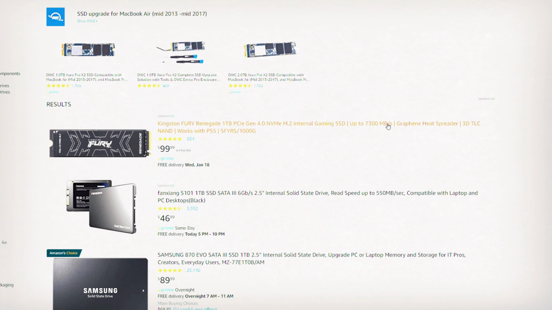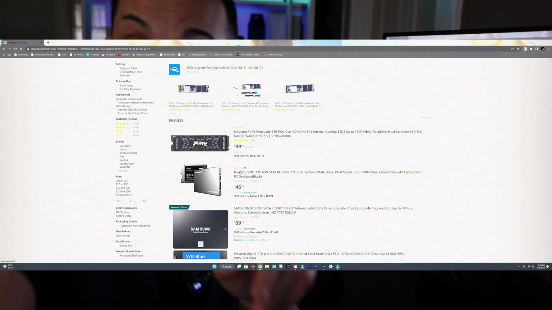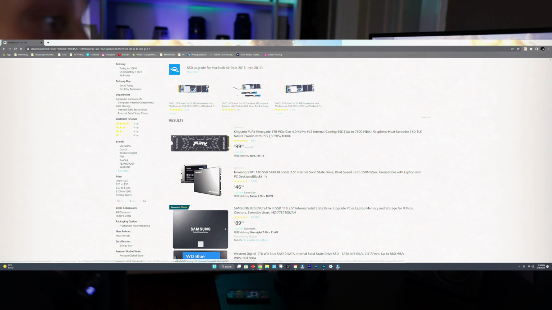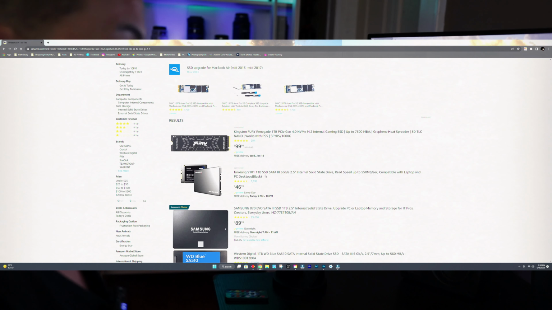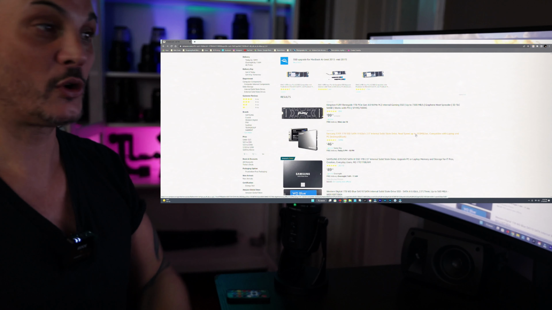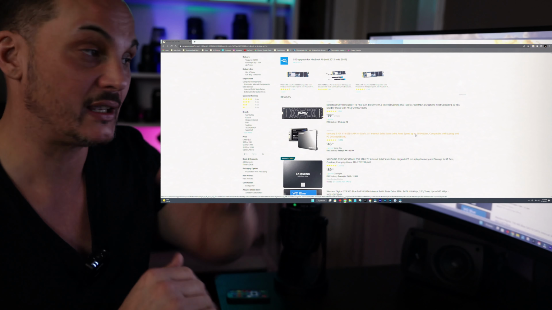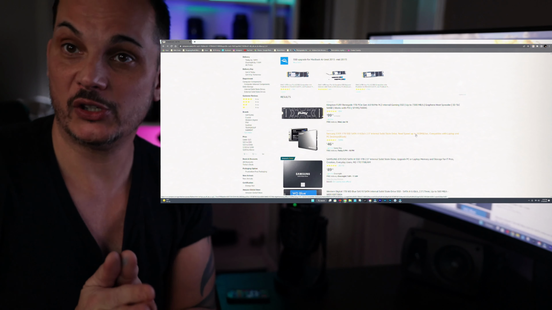Now this is a Fury. It has speeds of up to 7,300 megabytes a second. That, my friends, is a beautiful thing. If you scroll down a little bit, one down, you see another SSD card. That's called an SSD 3. The SSD 3 only has speeds of 550 megabytes a second. So we're going from 7,000 megabytes a second to 500 megabytes a second. That could be your potential issue right there.